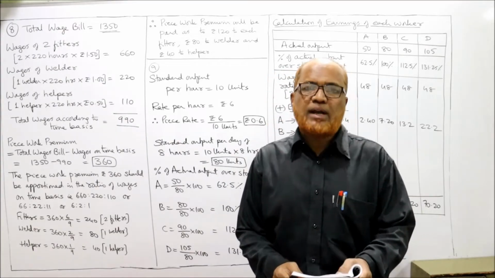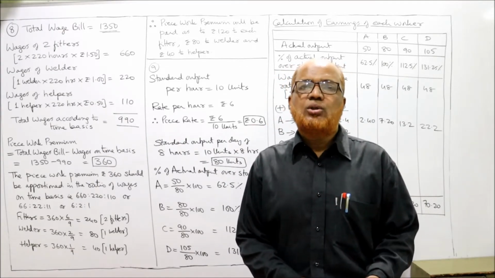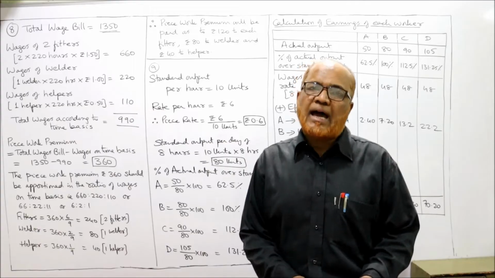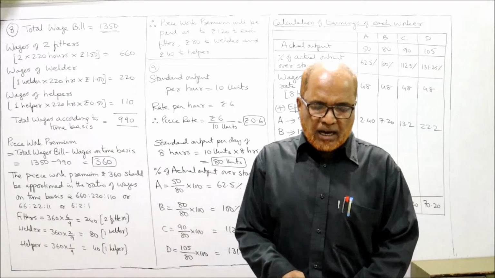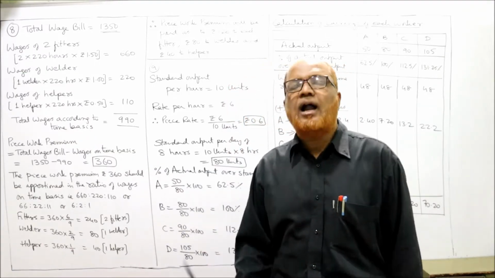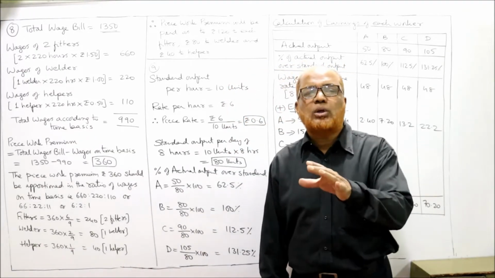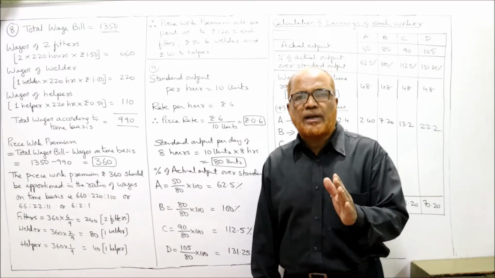The output of 4 workers on a day was as follows. So there are 4 workers A, B, C, D. The actual output is given: 50, 80, 90, 105. Calculate the earnings of each worker. Ultimately, we have to find out the total earnings of each worker A, B, C, D.